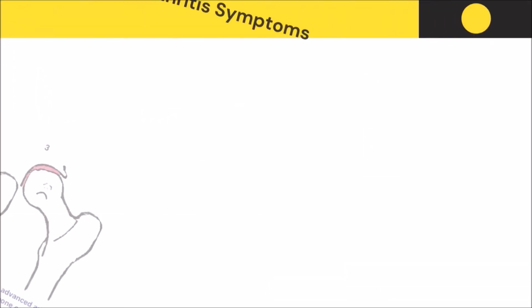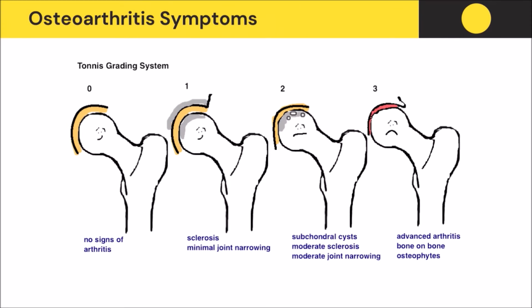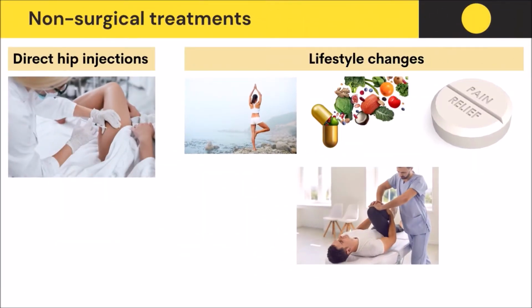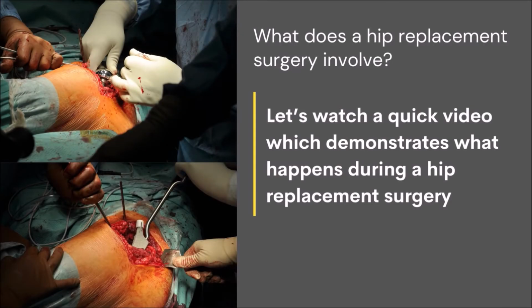The symptoms of hip osteoarthritis include moderate to severe pain in the hip area, swelling, stiffness, or the loss of flexibility. There are a number of non-surgical treatments that can be utilized in order to minimize the effects of the symptoms. These include direct hip injections to reduce inflammation, lifestyle changes such as losing weight, taking nutritional supplements, pain relievers, or even physical therapy. What does hip replacement surgery involve?